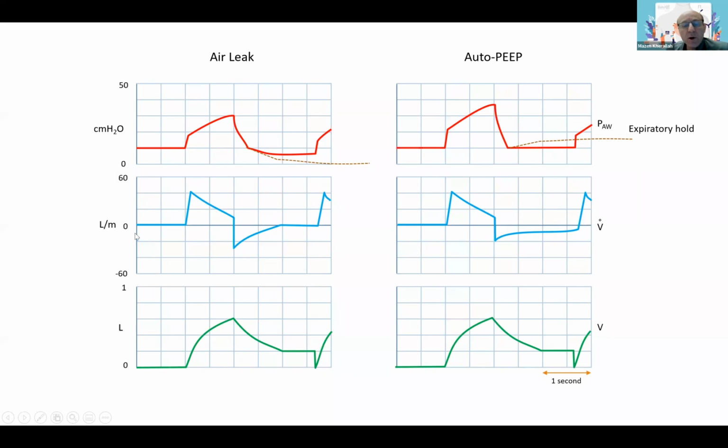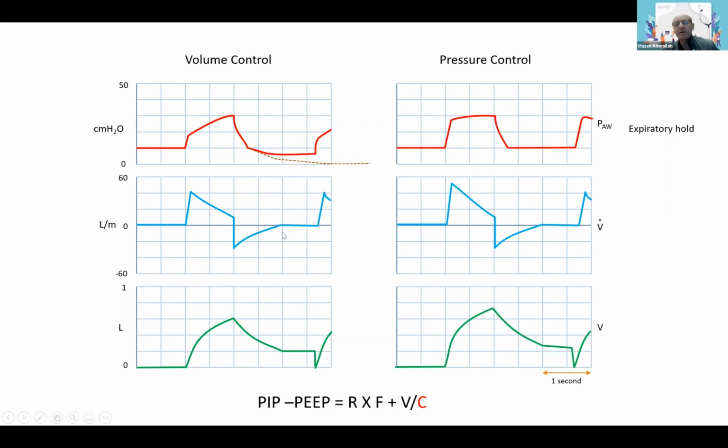And if you take a look at the flow over time, it is clear that this patient did not finish his exhalation. So you see persistent flow at end of expiration. Here you see that the patient exhaled all the way down.